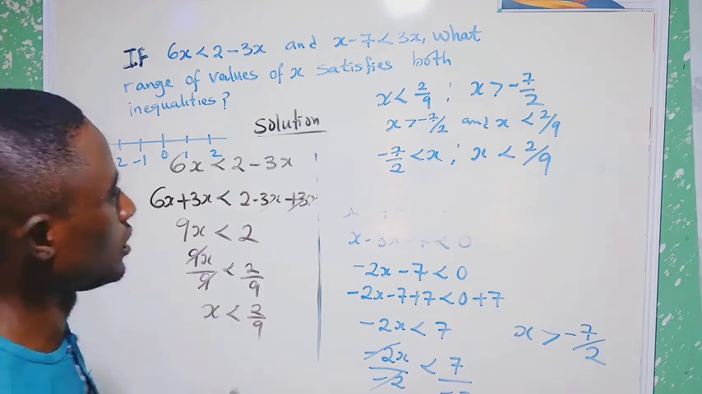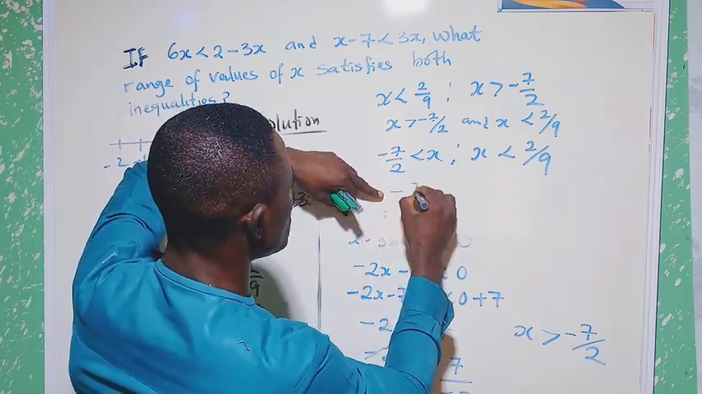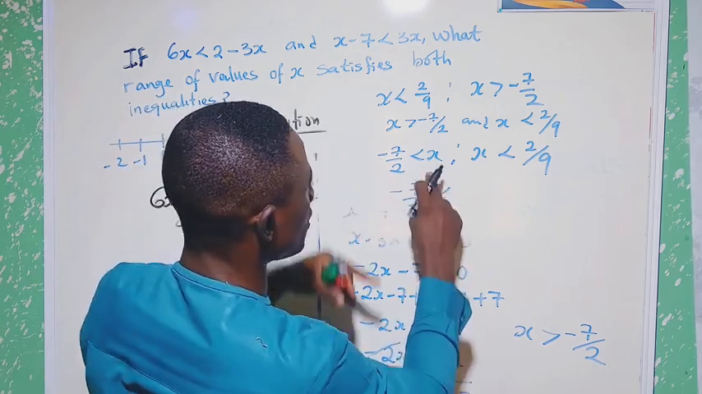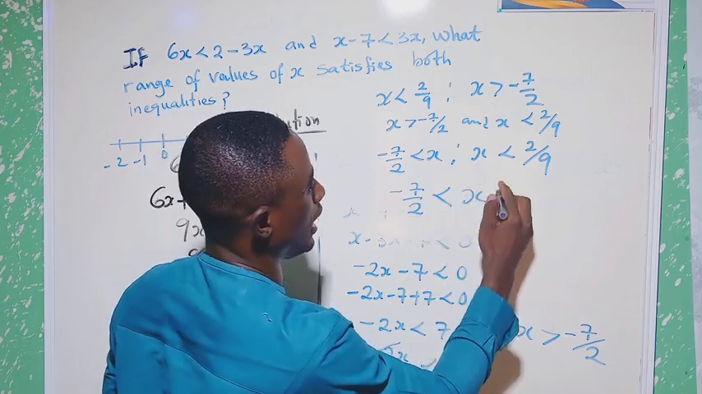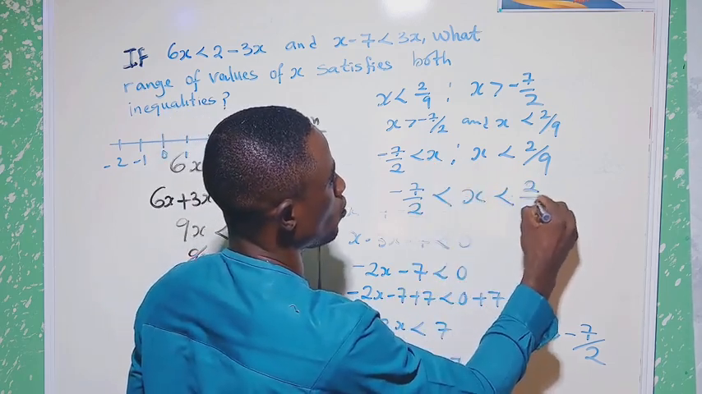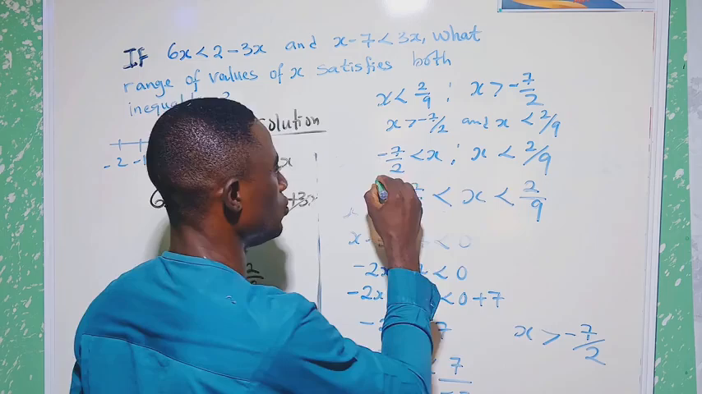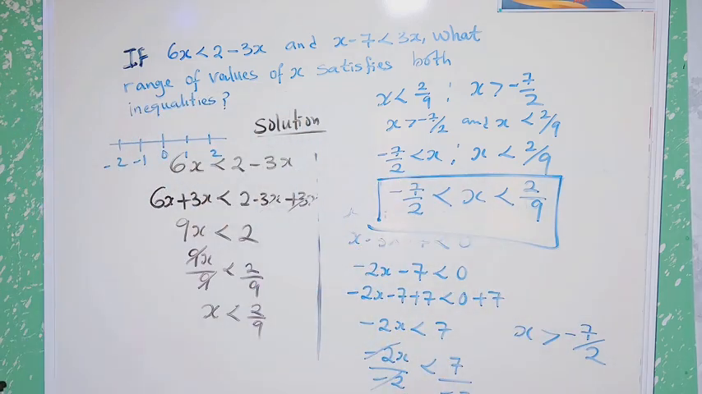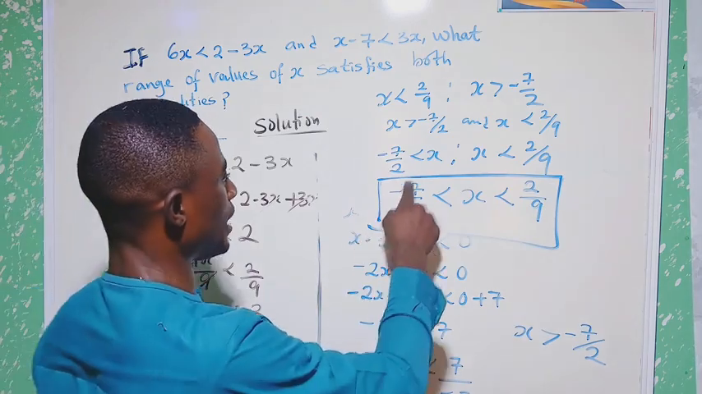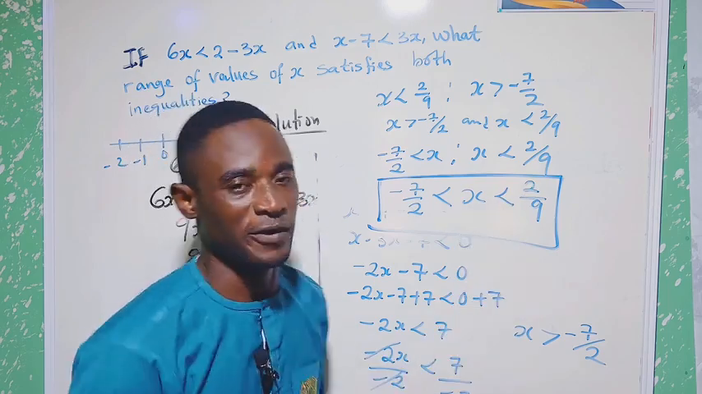Now, look at this. The work has been done. The range of the value is now this: I have minus 7 over 2 less than x, and then x less than 2 over 9. So, this is the range of values for this question. The range of values that will satisfy both inequalities is what? Minus 7 over 2 less than x less than 2 over 9.